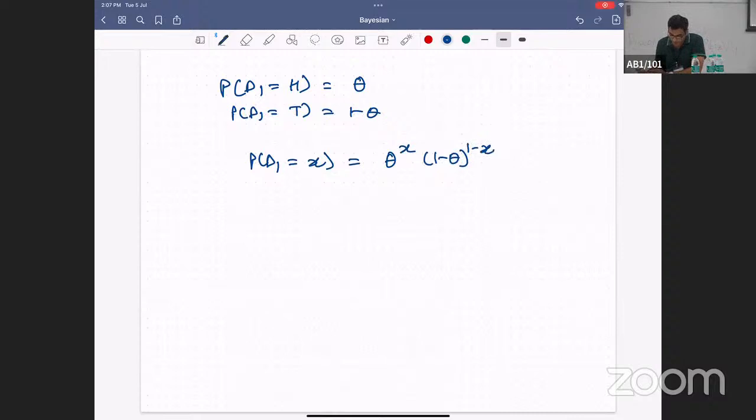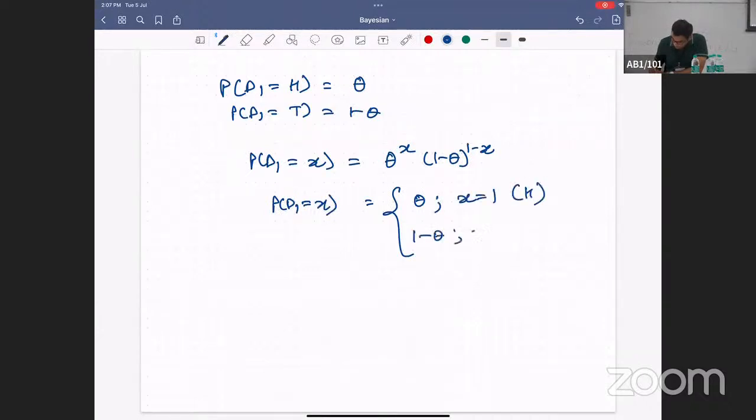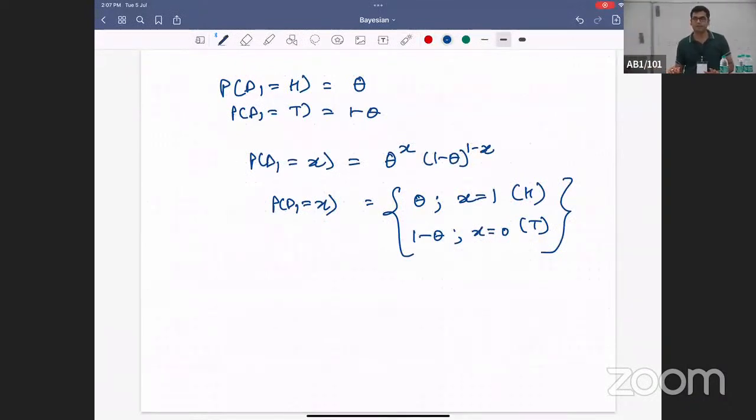That's one way you can directly write the probability of seeing this particular data instance, right? So just using this formula for now, or you can write it this way: P of D1 equal to X is equal to theta if X equals 1 or heads, and 1 minus theta if X equals 0 or tails, right? So both these expressions which we have written thus far are equivalent. Does everyone agree with this? They're equivalent expressions.